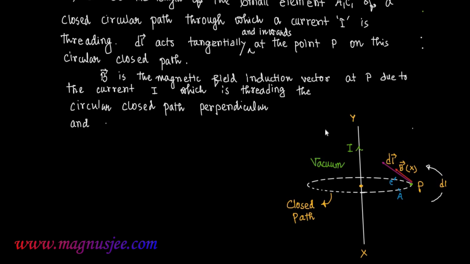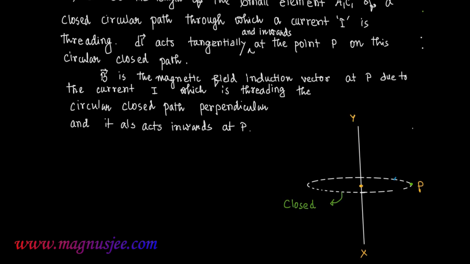Current I is threading the closed circular path perpendicularly, and it also acts inwards at the point P. That means this magnetic field B acts tangentially to the closed circular path through which current is threading, and it also acts inwards at the point P.